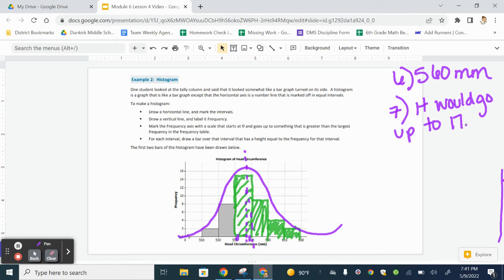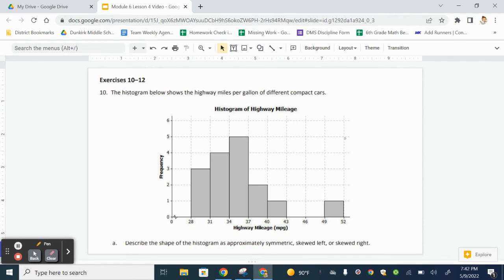All right, so I want you to pause. Make sure you have your frequency table and your histogram completed. Make sure number 6 and number 7 are written in. And then after you check that over, you can continue. All right, so I'm skipping a lot. I need you to go to exercise 10 through 12.